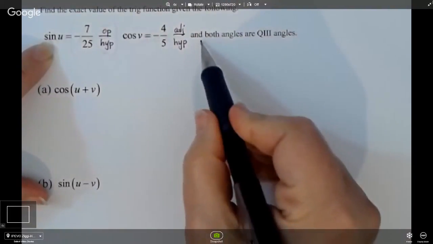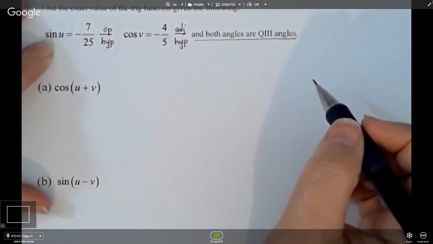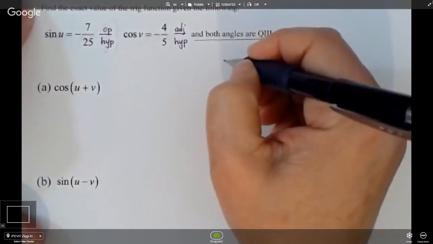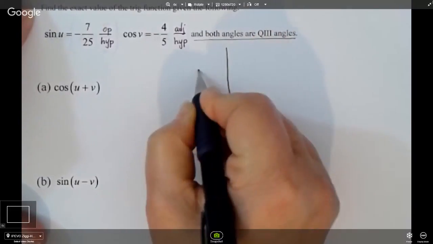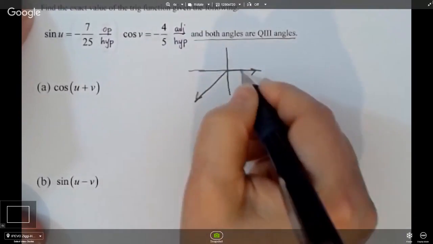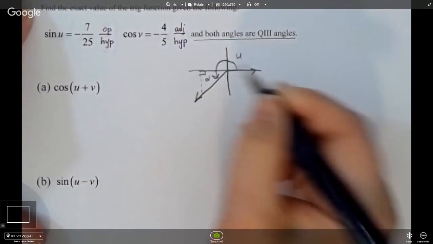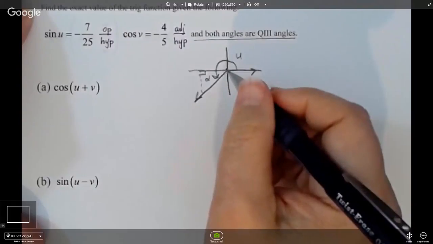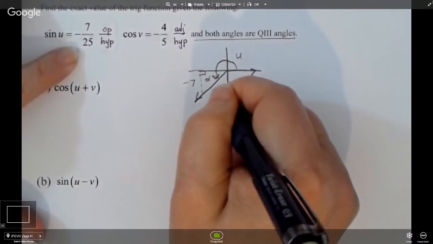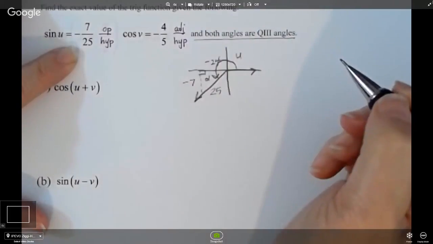All right, and the question states that both of these angles are quadrant 3 angles. So I'm going to draw these quadrant 3 angles. Here's the initial side, here's the terminal side, and I'm going to draw my angle U. And there we go. And since I know that the opposite is -7, this bottom here will be -7, and then my hypotenuse is 25. The adjacent then is going to be -24, because that's a Pythagorean triple.